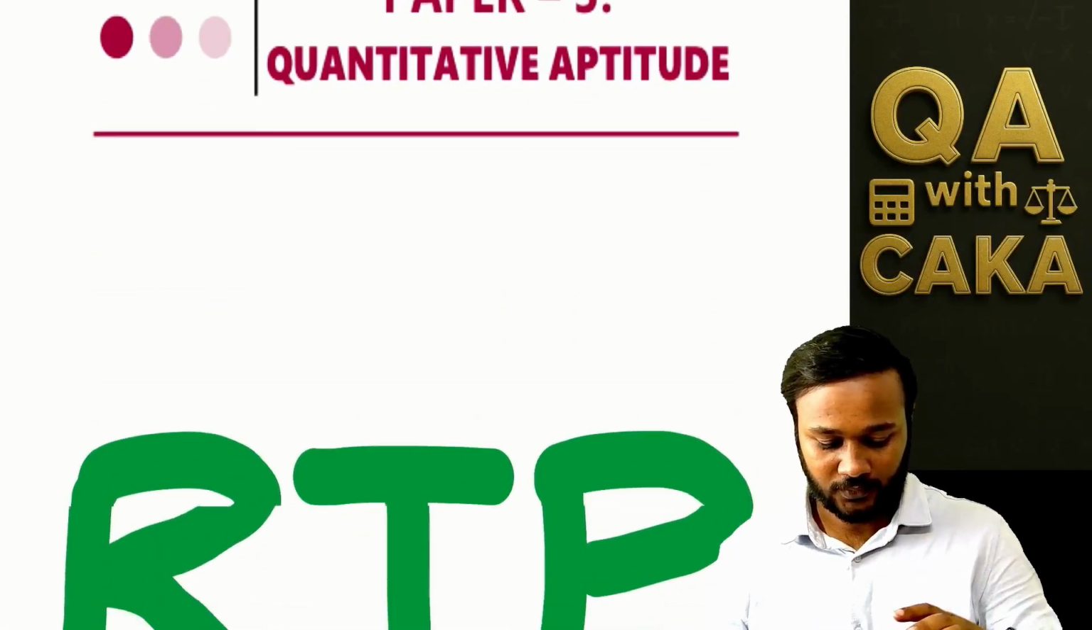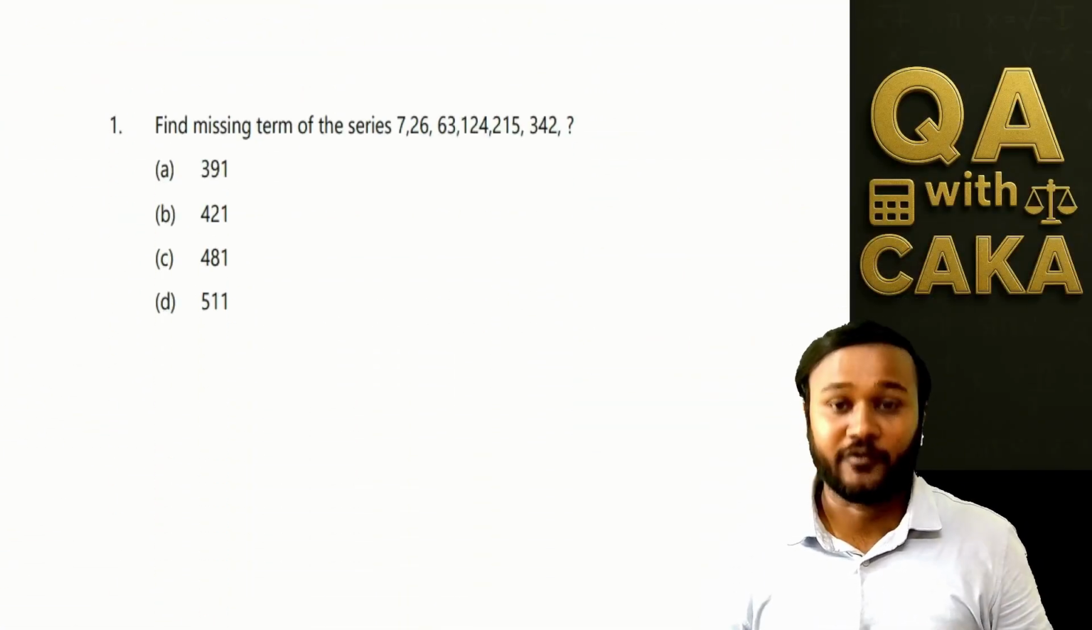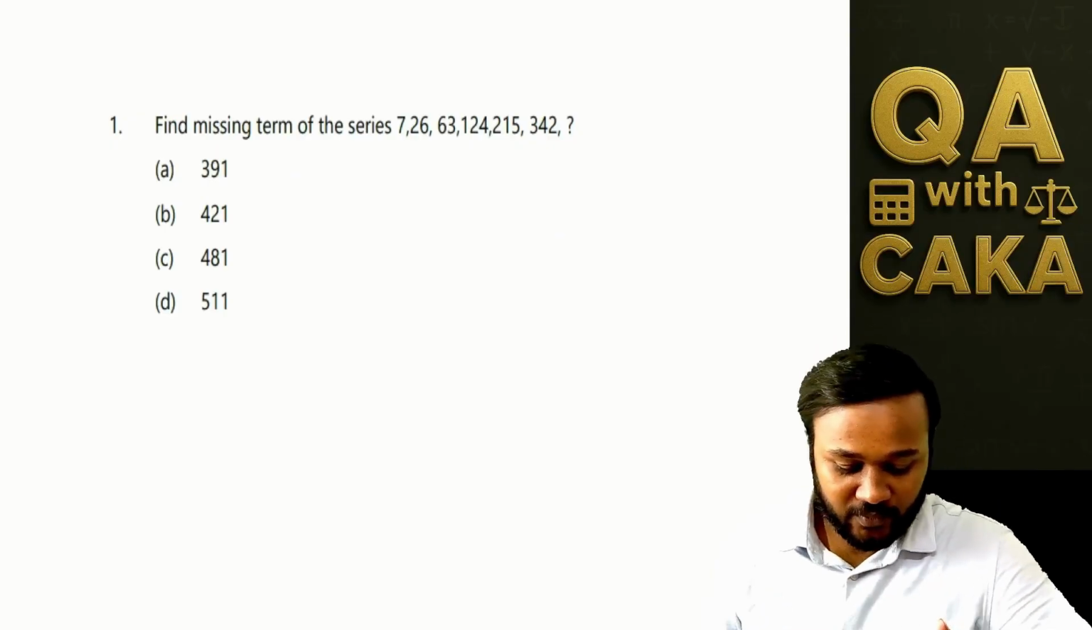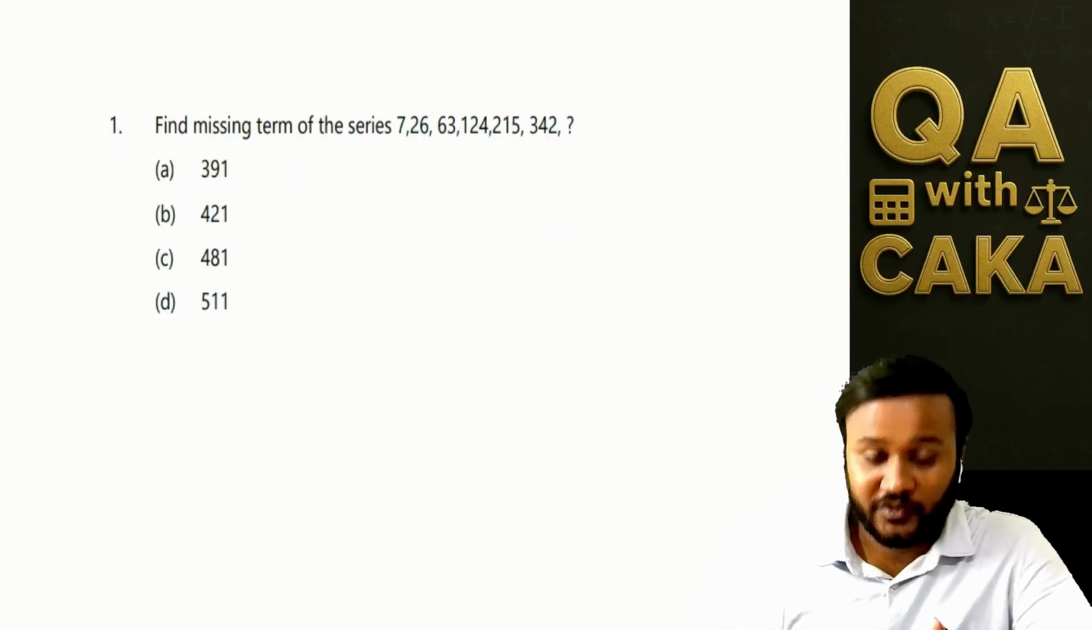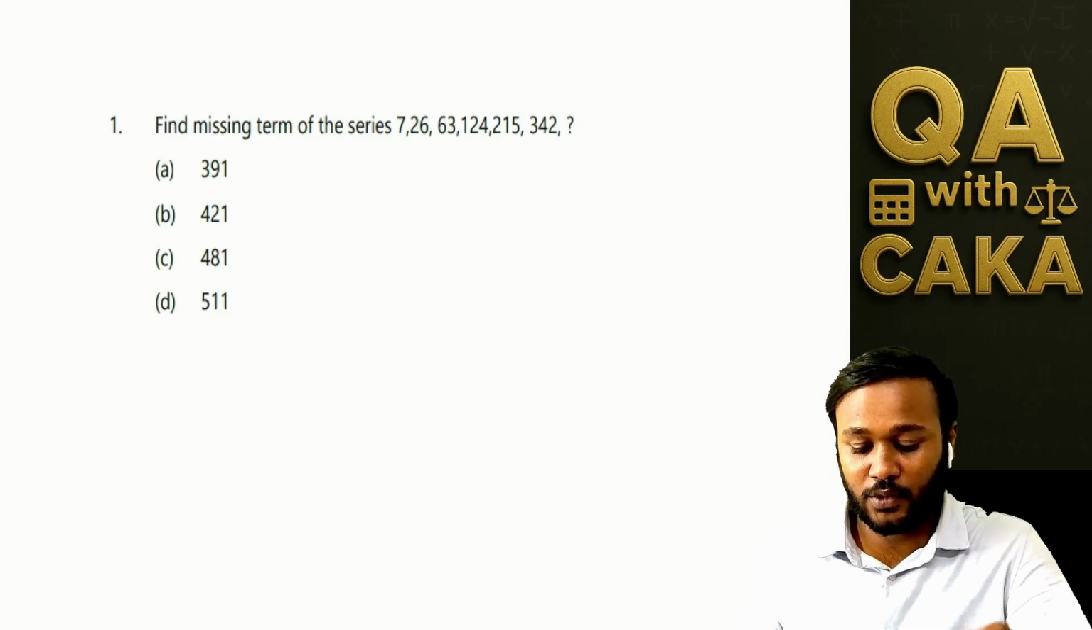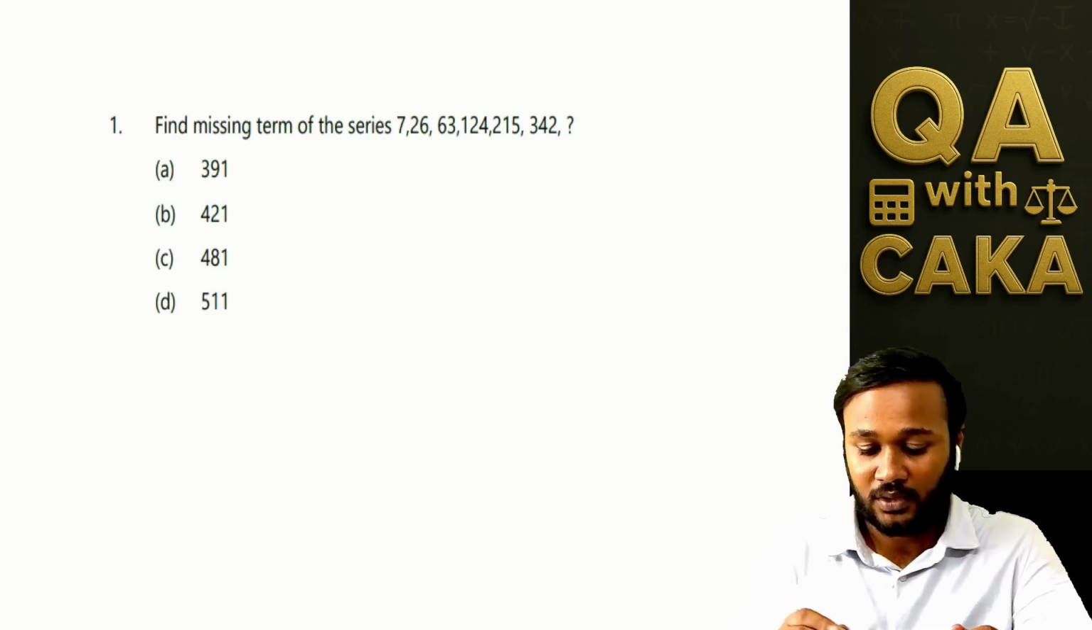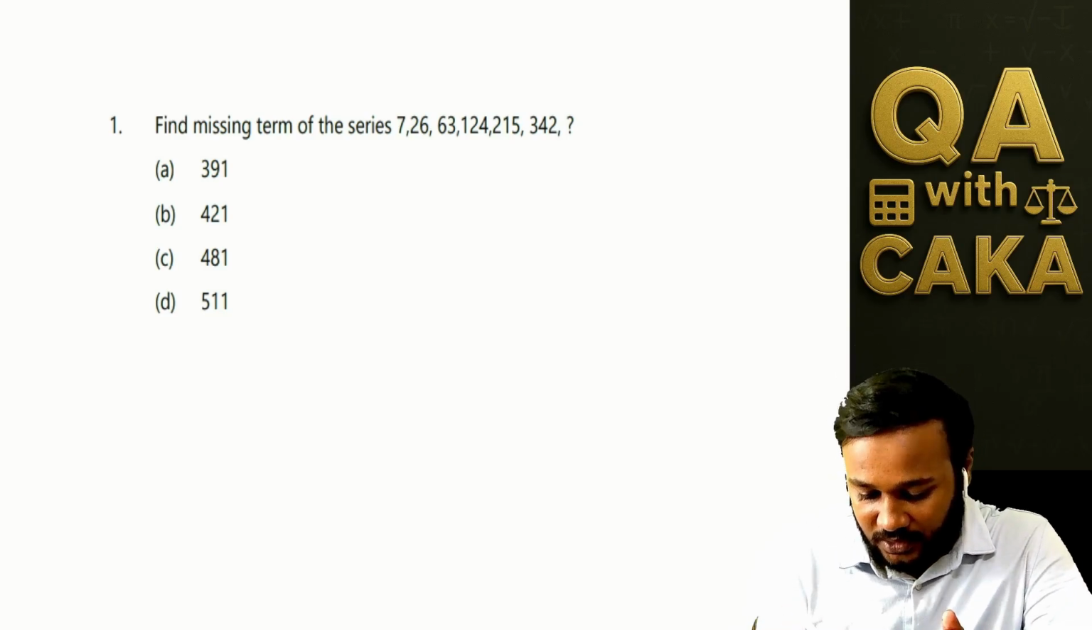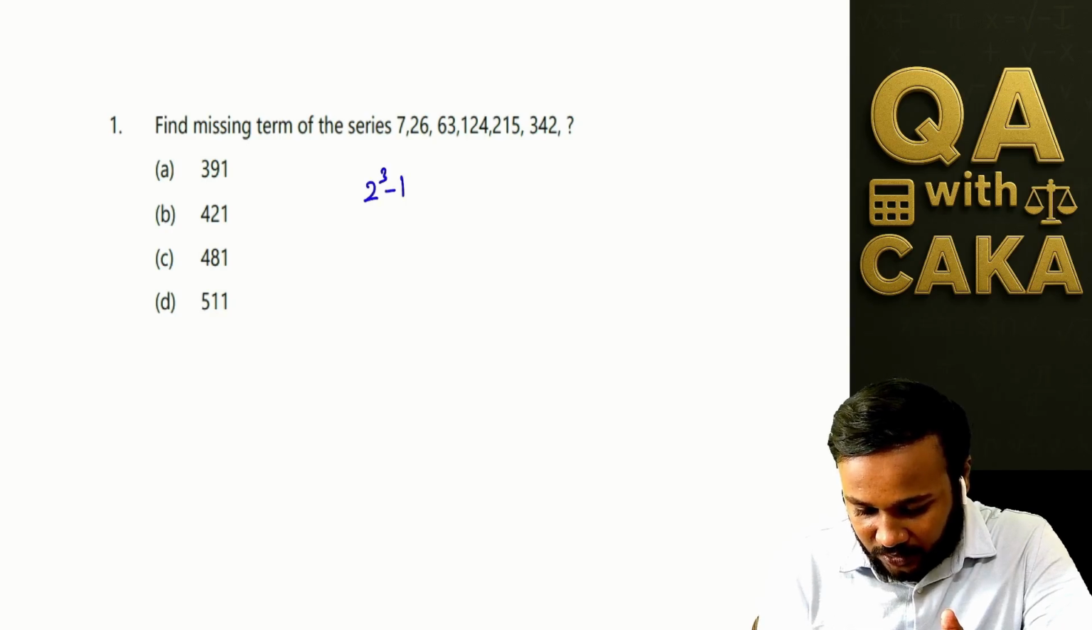Let's solve now. Your first question on the screen. Find the missing term of the series. If you see this series 7, 26, 63, 124, 215 and 342, you can observe that it is like 2 cube minus 1, 3 cube minus 1, 4 cube minus 1.